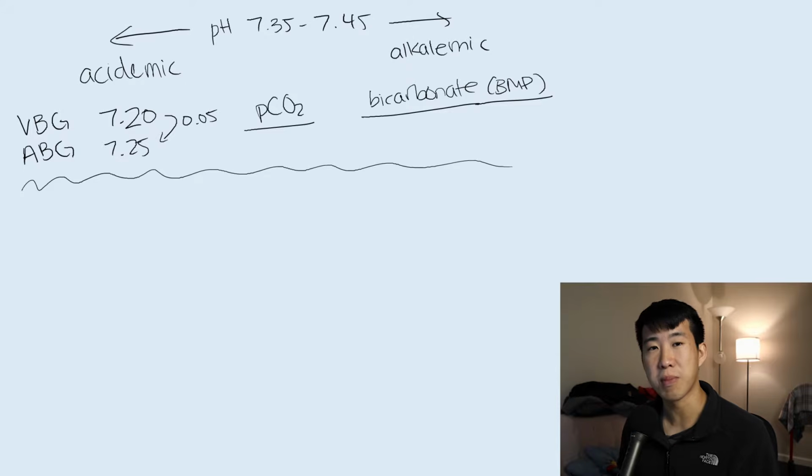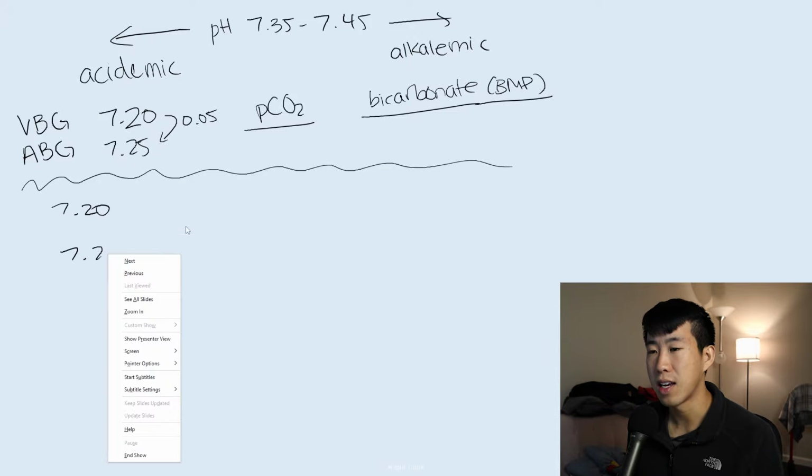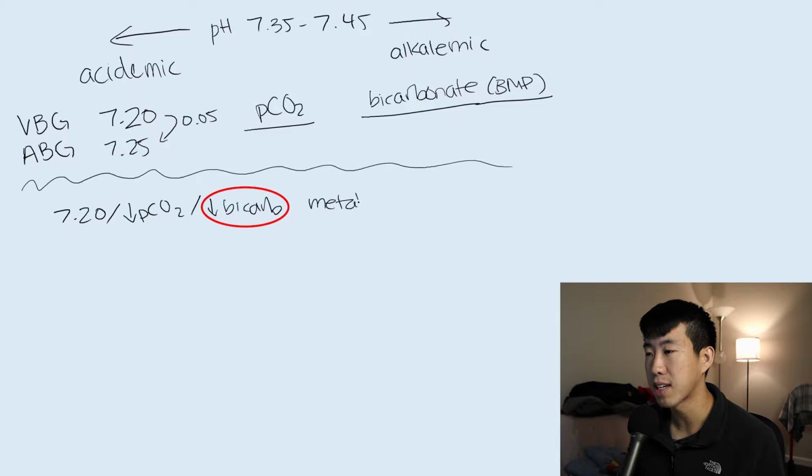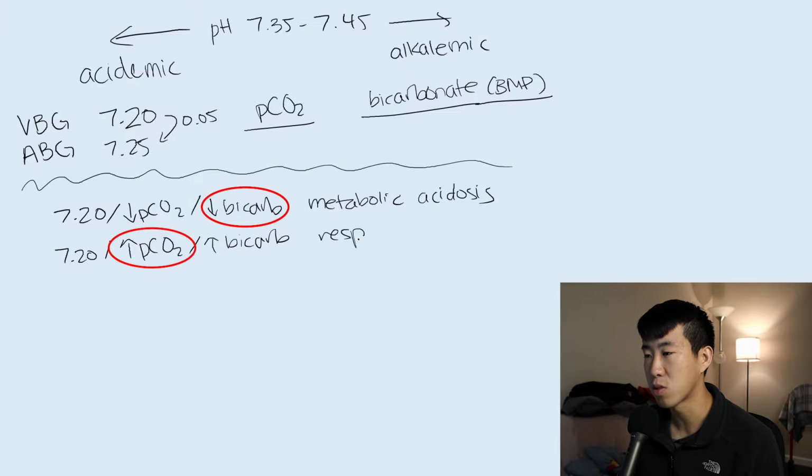So the next step is really combining all of these together to figure out what acid-base disorder is going on in your patient. So for example, if your patient is acidemic with a pH of 7.2, then there are two potential options here. If their pH is 7.20 and they have a low PCO2 and a low bicarb, then that's going to be a metabolic acidosis. And on the other hand, if they have a pH of 7.2, but they have a high PCO2, which means they're retaining carbon dioxide, and a high bicarb, that's going to be a respiratory acidosis.